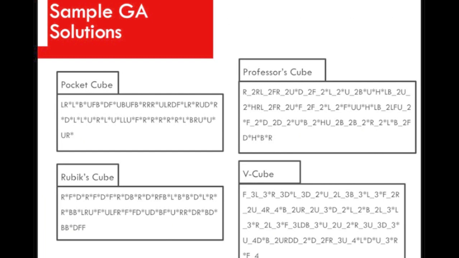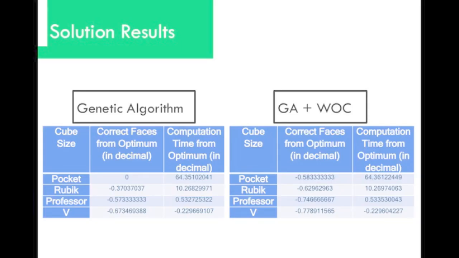Here are some of the sample genetic algorithm solutions that were provided in our results. You'll see the actual solution that was at the end of the genetic algorithm, the best version for each cube. Here is a table for our solution results for just the genetic algorithm and the genetic algorithm and the wisdom of crowds method combined. The columns defined in this table are set by the actual ratio.